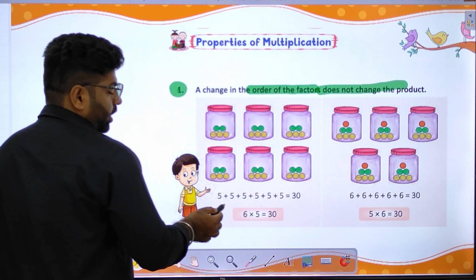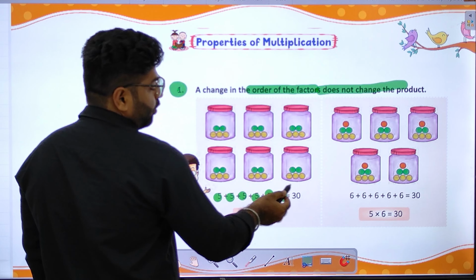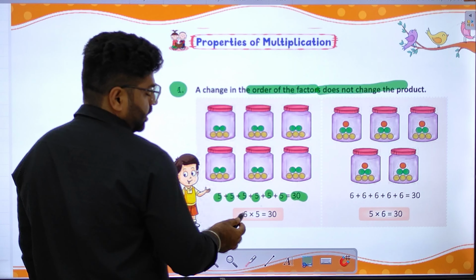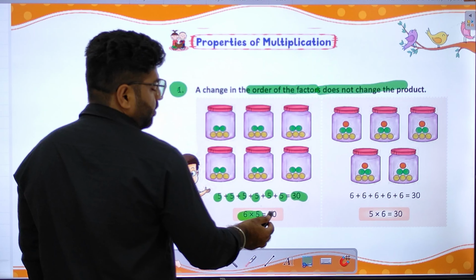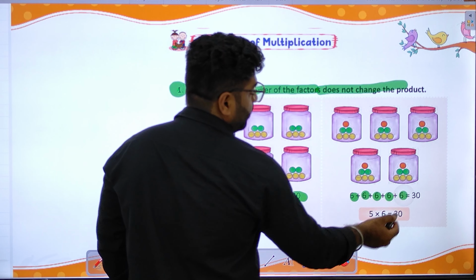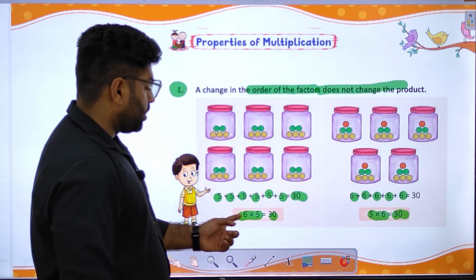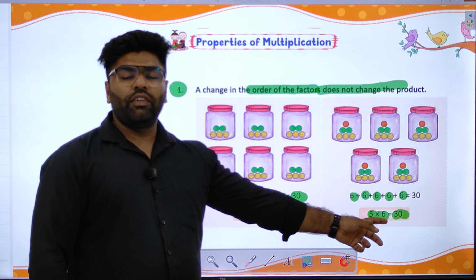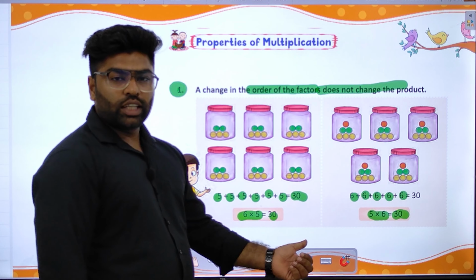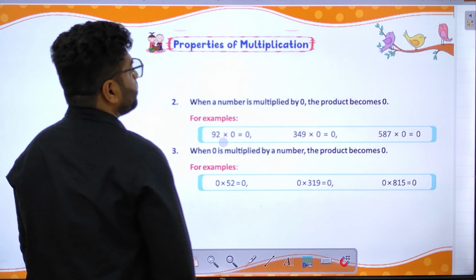So see, here we are having 1, 2, 3, 4, 5, 6. 6 groups of 5. That means we are having 30. That is 6 times 5 is 30. So here we are having 6, 1, 2, 3, 4, 5 times. So 5 times 6 is 30. So we have changed our order, 6 into 5 or 5 into 6. So we are having the product 30 in both the cases.